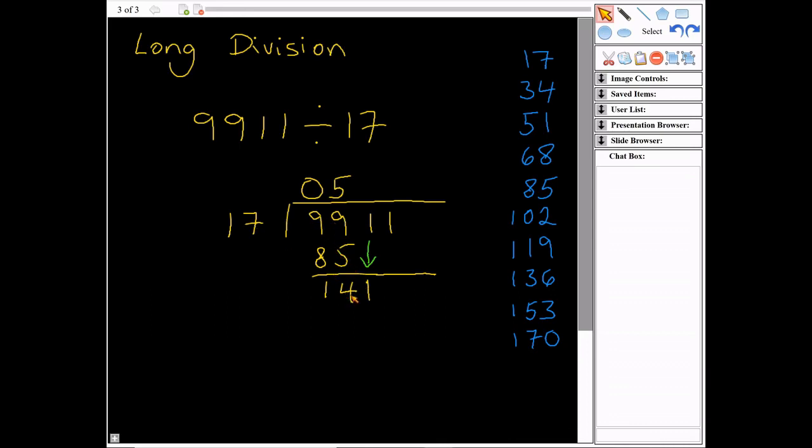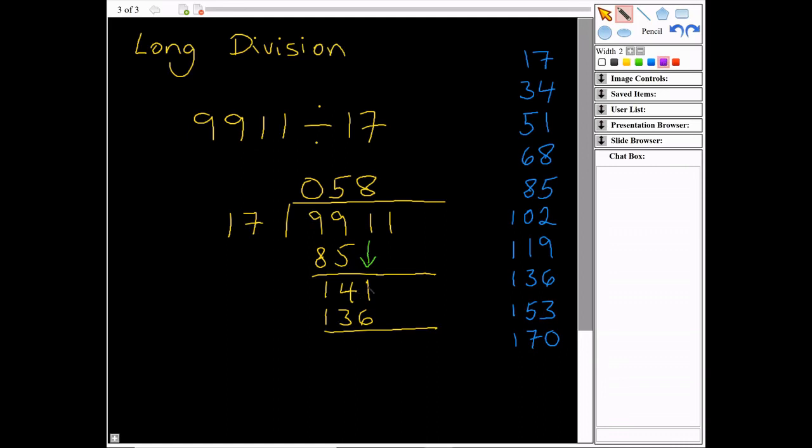So next I'm going to do 17s into 141. When I go down my list, I can see here 136 would be the one. So that's 1, 2, 3, 4, 5, 6, 7, 8 times 17. So I'm going to write 8 up here. And then I'm going to write 136 underneath. Okay, and again, I'm going to take away. So I'm going to do 141 take away 136.